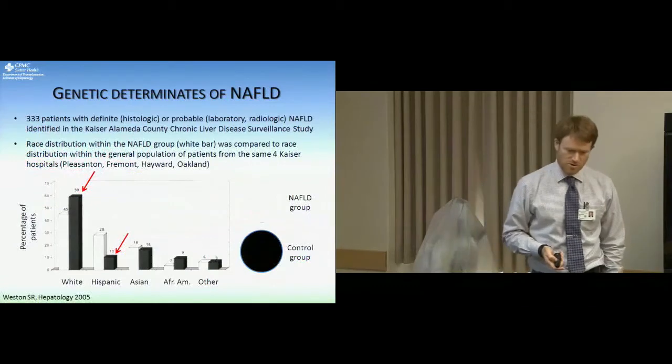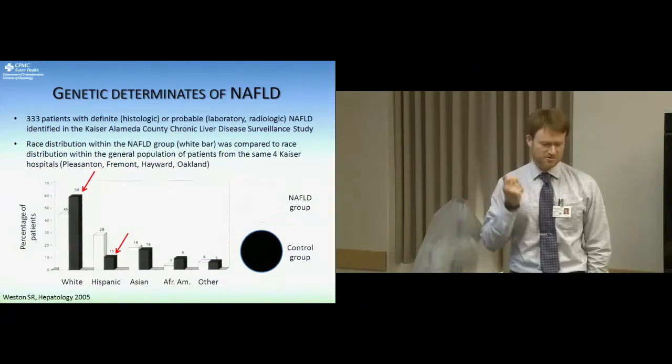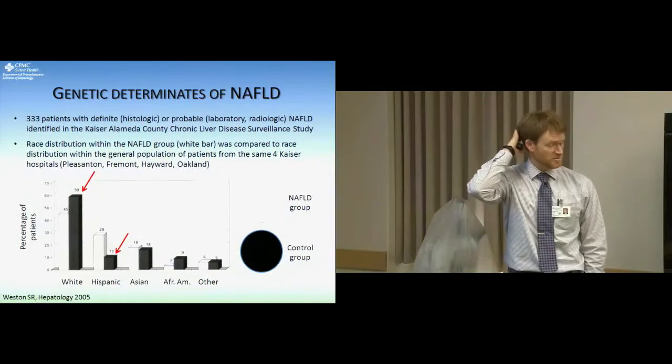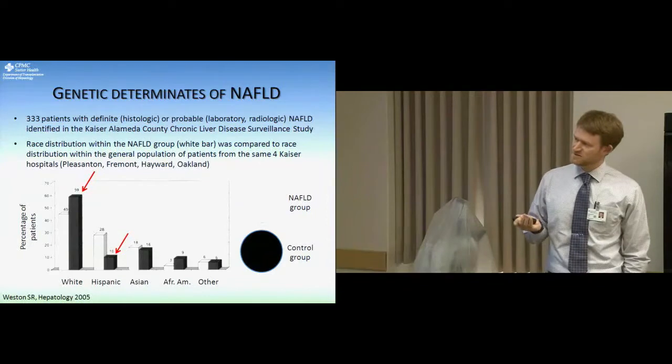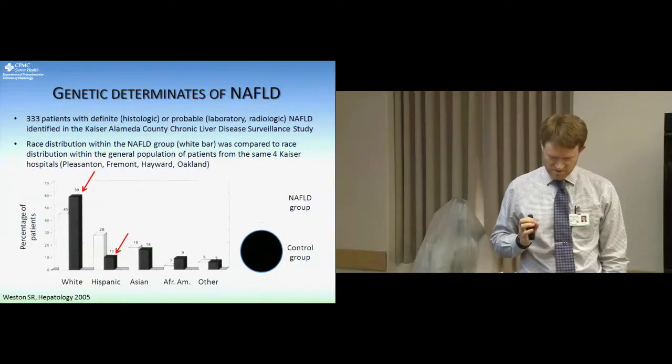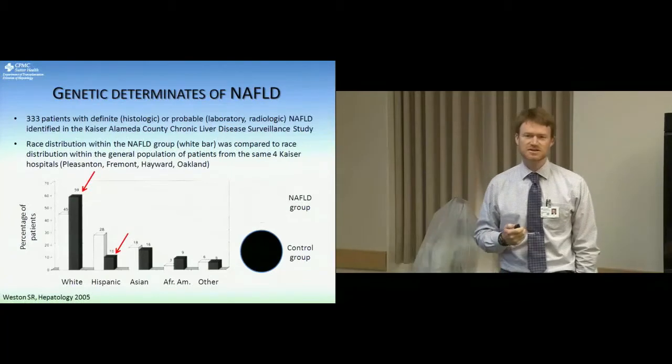So who gets fatty liver disease? So I'm going to quote this study. This was done 10 years ago now in the East Bay, Kaiser East Bay, 4 hospitals, Pleasanton, Fremont, Hayward, and Oakland. And it's a nice study. It's very simple, and it illustrates a point that there is unequal ethnic distribution in fatty liver disease.